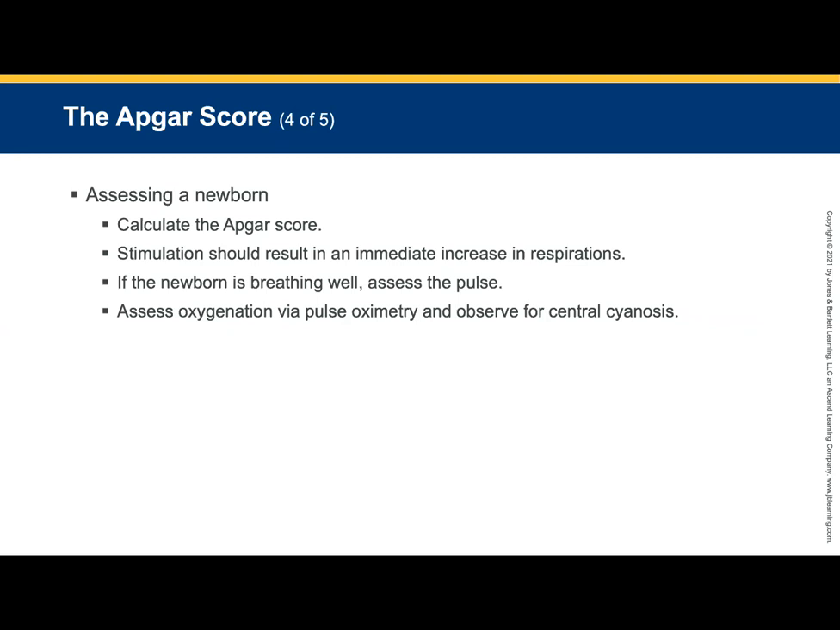Stimulation should result in an immediate increase in respiratory rate. So if they're sluggish and you start rubbing their feet or patting the bottom of their feet, that should stimulate them to cry. And then the pulse rate should be at least about 100. If not, start your bag valve mask ventilations.